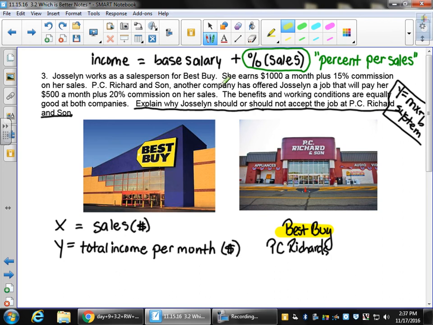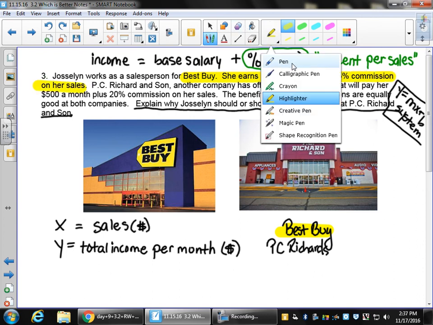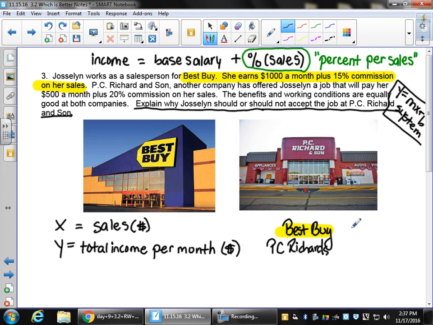She is working for Best Buy. There, she earns $1,000 a month plus 15% commission on her sales. So the 1,000 a month is her base for the month, one time. So that's 1,000 plus 0.15x. She earns 1,000 flat for the month plus 15% of her sales. So we'll multiply by whatever those sales are to figure out what she would actually earn in commission.